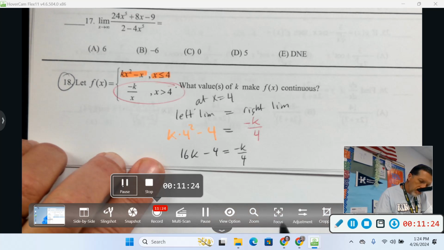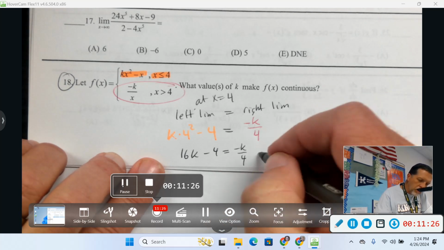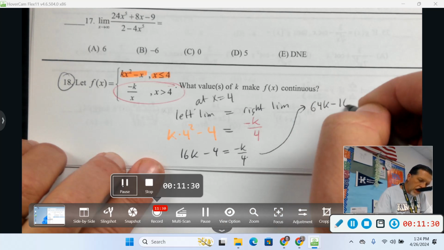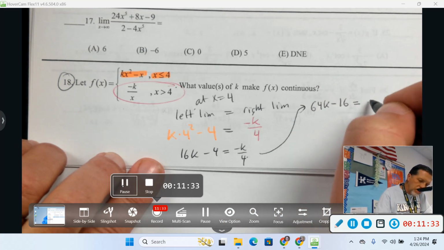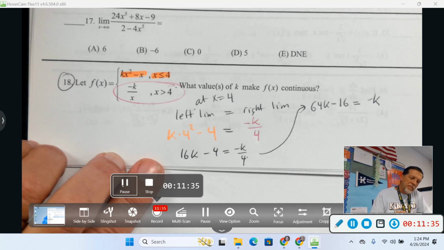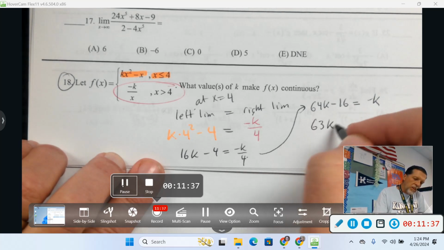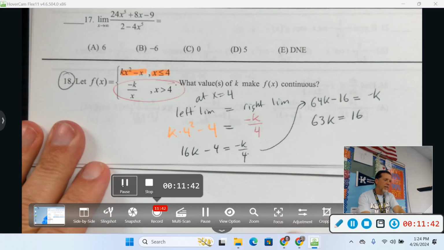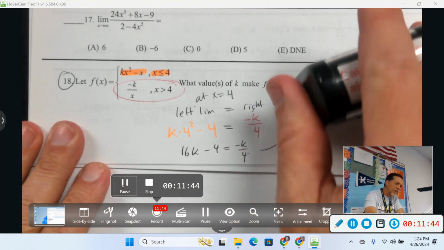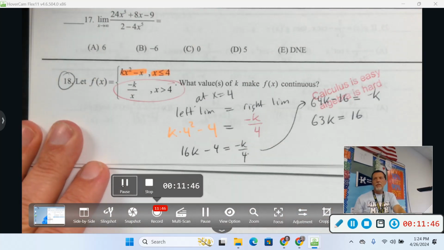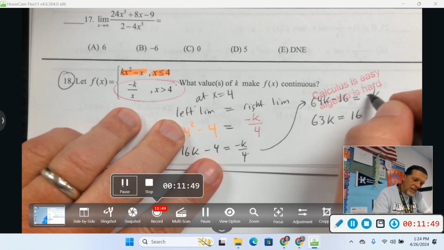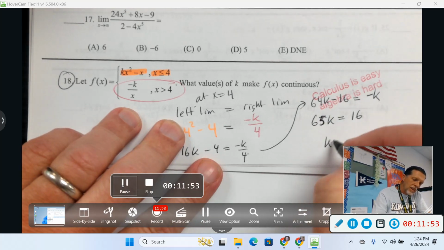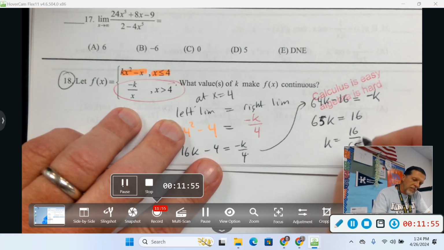I think I would multiply through by 4 first, just to clear out that denominator. So 64k minus 16 equals negative k. So 63k equals 16. If I move the, whoops, that's not right. I deserve the stamp for that. Right, I was supposed to add it to the other side. So 65k equals 16. So k equals 16 over 65.